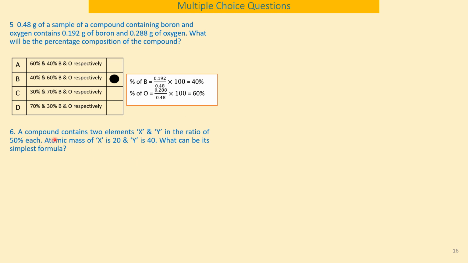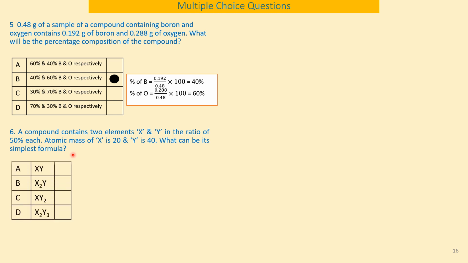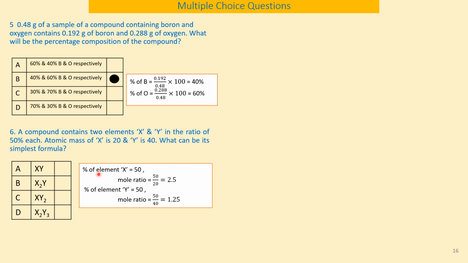Next question. A compound contains two elements X and Y in the ratio of 50% each. Atomic mass of X is 20 and Y is 40. What can be its simplest formula? This question is about writing the simplest formula. Four options are given. Now we have to analyze and mark the correct answer.